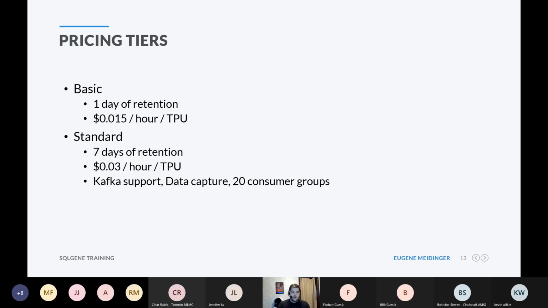So again, 7 days is only so much. We want to save this data in some data lake where it's just going to fill up and fill up and fill up, and then maybe we'll do some analytics on it. You get data capture for that, and then you get 20 consumer groups.